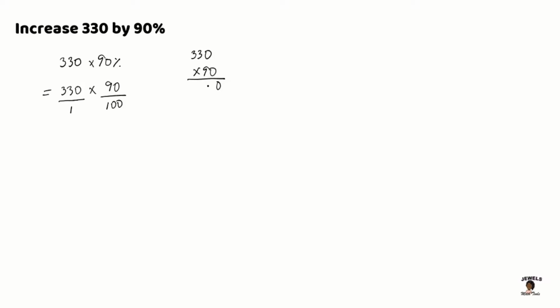0 times 3 is 0. And 0 times 3 is 0. We're going to add in a 0, and now we are going to be multiplying by our 9. So 9 times 0 is 0. 9 times 3 is 27. Put our 7, carry the 2. 9 times 3 is 27. Plus 2 will give us 29.